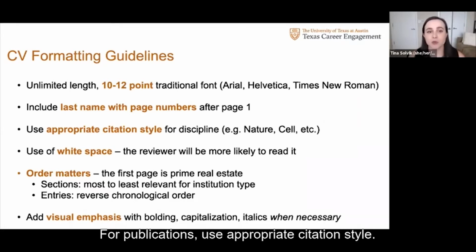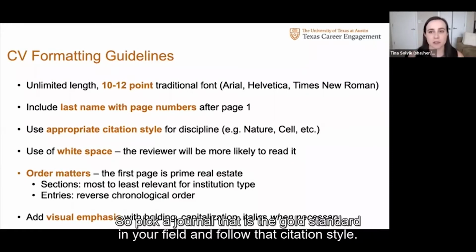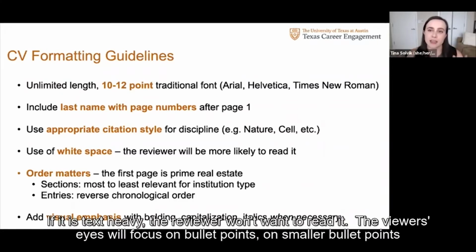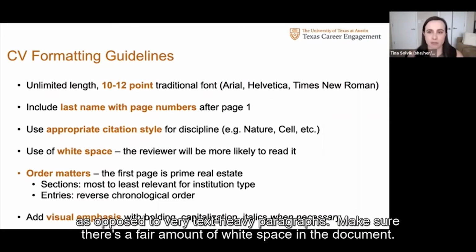For publications, you want to use an appropriate citation style for your discipline. So pick a journal that is the gold standard in your field and follow that citation style. Also, the document should have a fair amount of white space. If it is text heavy, the reviewer is not going to want to read it. People have done studies and reviewers' eyes are going to focus more on smaller bullet points as opposed to very text heavy paragraphs. So make sure that there is a fair amount of white space in the document.